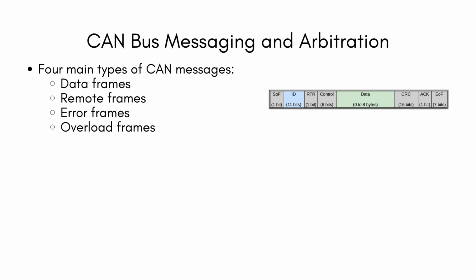As we will see in the next slide, the ID field is crucial in determining the order in which messages can be transmitted. The data field is up to 8 bytes in regular CAN frames but can be as large as 64 bytes in CAN FD frames. The data frame is shown in green.